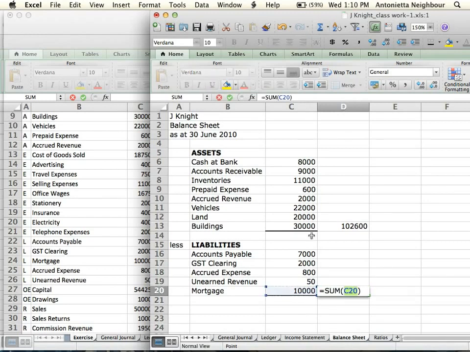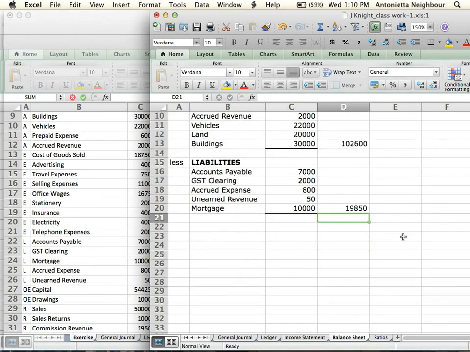Put across the subtotal. Underline the subtotal for liabilities. Underneath it, I'm going to record assets minus liabilities, and that's called net assets. Well done.